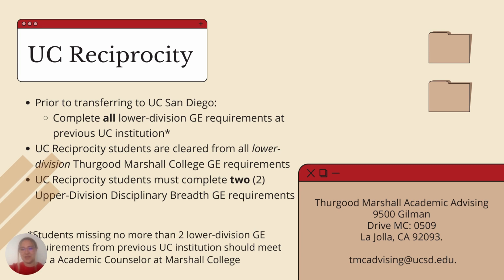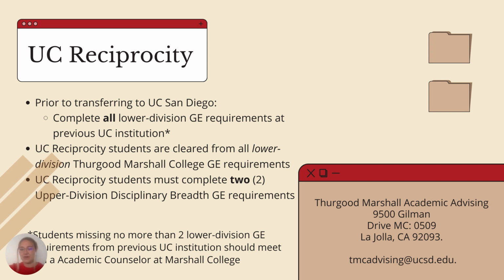If you transferred from another campus within the UC system and completed all lower division GE requirements prior to transferring to UC San Diego, you may qualify for UC Reciprocity. To be certified, you must have your original campus submit a letter of reciprocity on university letterhead that certifies that you completed all lower division GE requirements at your previous UC campus to Thurgood Marshall Academic Advising. Our mailing address is as follows: Thurgood Marshall Academic Advising, 9500 Gilman Drive, MC 0509, La Jolla, California 92093.